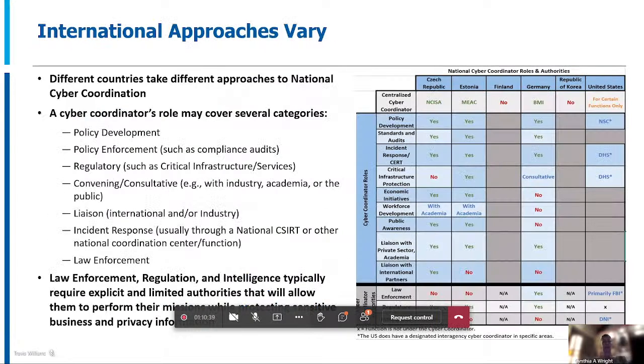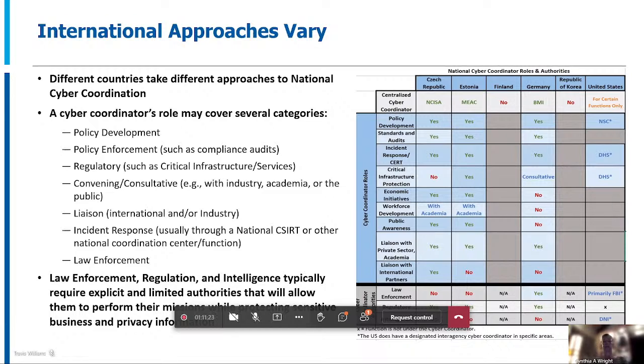Okay, I know you can't read that little box over the side, and that's okay. Don't worry about it. The point is that there are many different approaches to national cyber coordination, and there is no one right answer. Different countries have taken different approaches to this function, and that's what that chart shows on the right. Across the top are several different countries with different governance structures and different approaches to regulatory law and criminal law. And as you can kind of see by the squares that are red or green or blue, different countries have chosen to empower their cyber coordinator with different authorities.